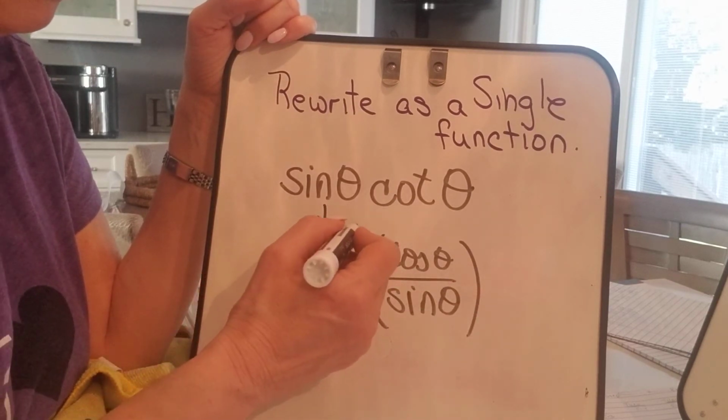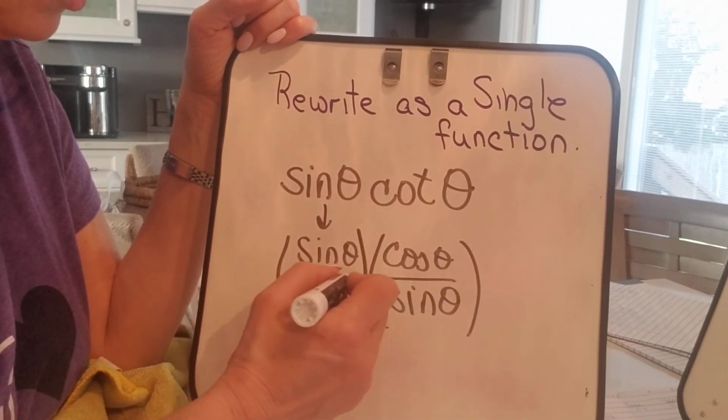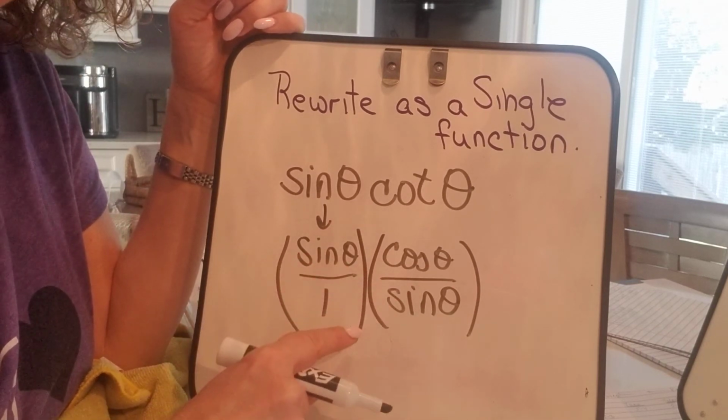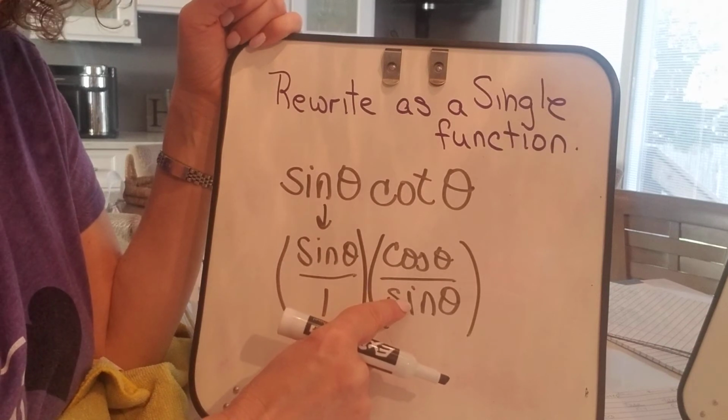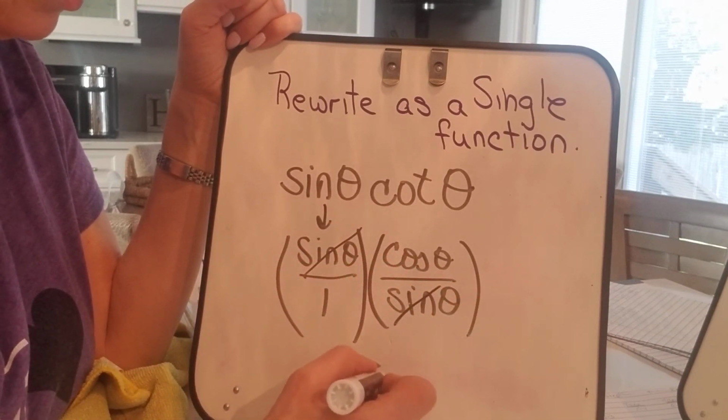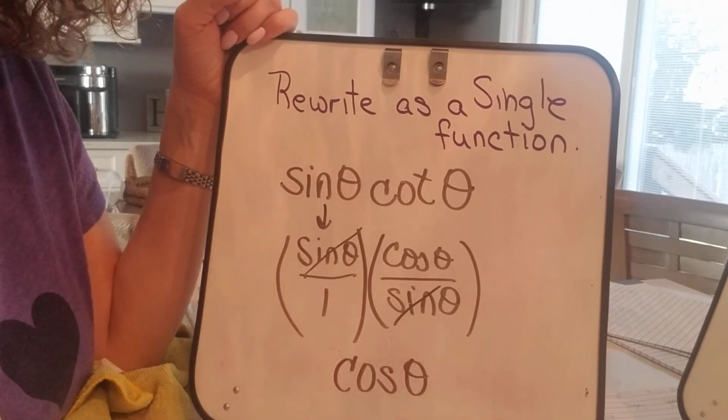Okay, and again, you're multiplying two things. If you want, you could change this to a fraction by throwing it over 1. Look what happens. When you multiply and your numerator and your denominator are the same, they cancel out, and you're just left with cosine theta.